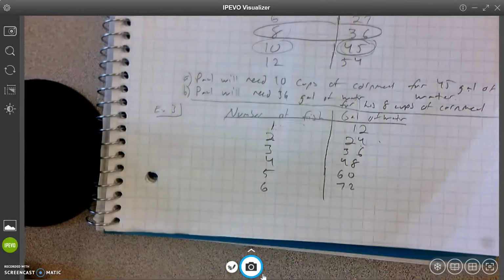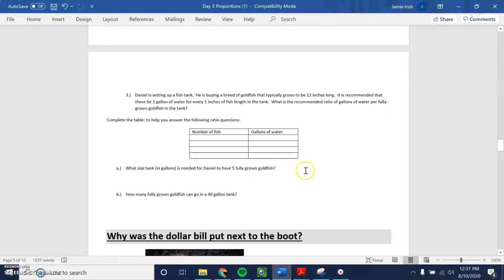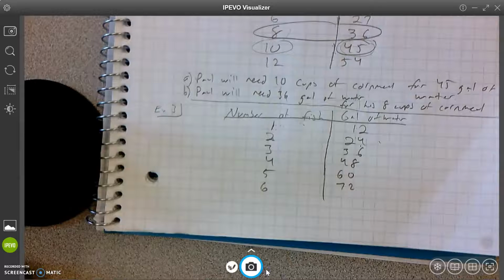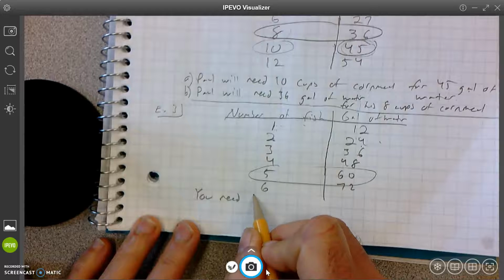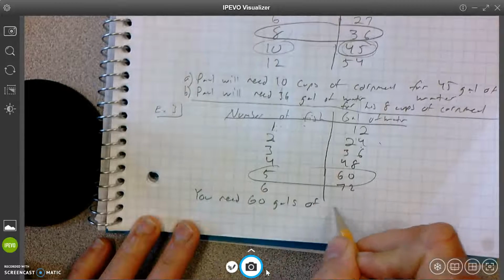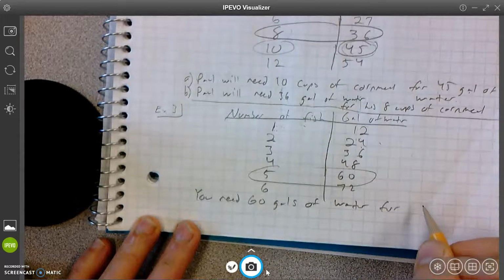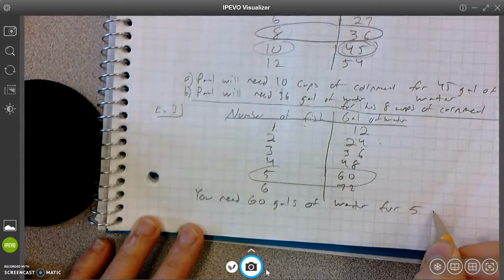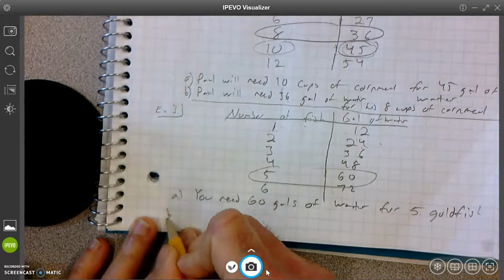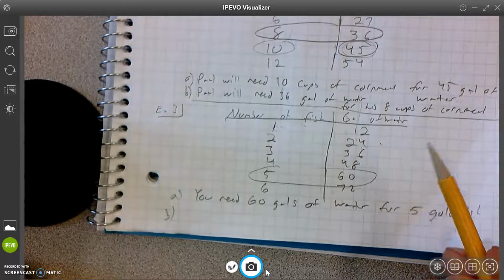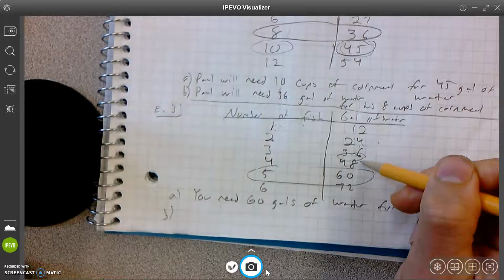Okay, so now let us answer these questions and see if you got it right. What size tank is needed to have 5 fully grown fish? And how many goldfish can go in a 40-gallon tank fully grown? Okay. So 5 fully grown fish should be 60 gallons. You need 60 gallons of water for 5 goldfish. Bam, that's A.